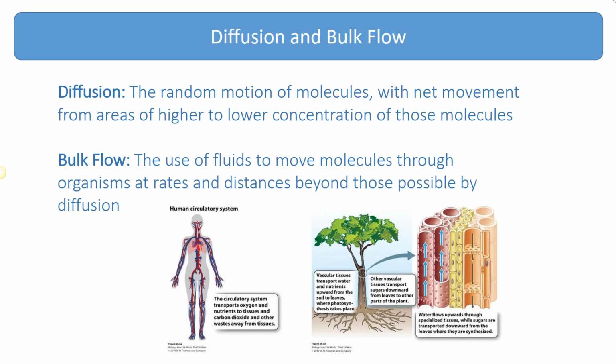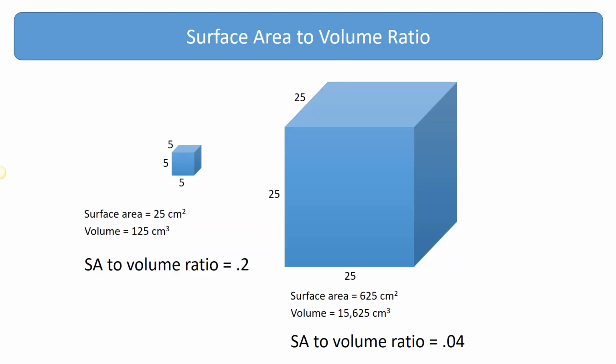An important consideration when comparing single and multicellular ways of life is the surface area to volume ratio. In this example, we have two cubes, which differ in surface area by a factor of 25. If we compare their volumes, they differ by a factor of 125. The larger cube, therefore, has a much smaller surface area to volume ratio.